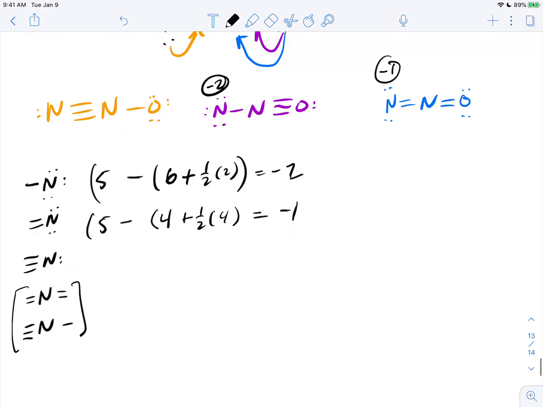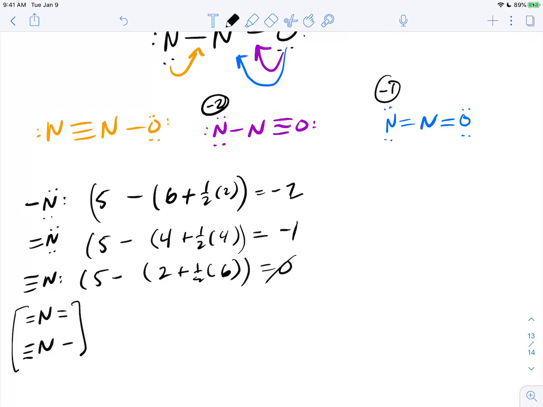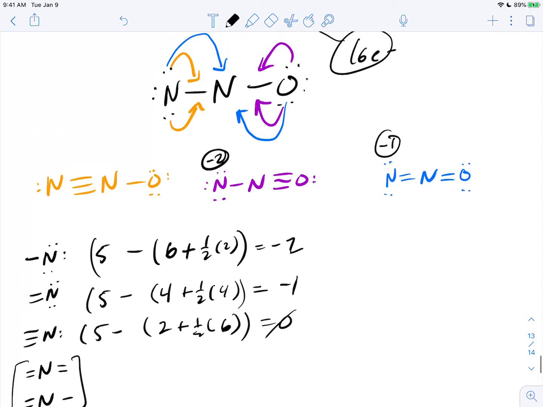Okay, now the triple bond with a lone pair, still 5 minus, in this case we have 2 plus 1/2 of 6. And if you see these trends, we can see that this is now 0. So we have 2 plus 3 is 5, minus 5 is 0. So you can see as we add bonds, the formal charge goes to 0. And where the formal charge of 0 is where we predict nitrogen wants to make 3 bonds. When it makes 3 bonds, a formal charge is 0. So 3 bonds are going to be a formal charge of 0 here. And I think that's it.